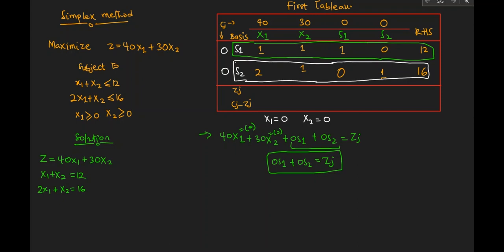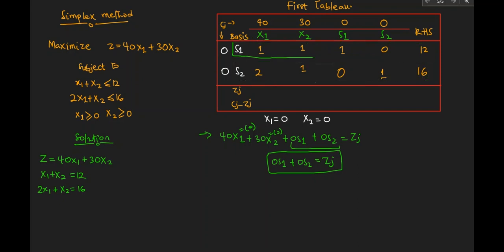Okay, so let's look at what you are going to do. For this formula, you have 0s1 plus 0s2. That should give us Zj, right? For the first Zj value, this will be our s1, then this will be our s2, right? So you substitute it into this, and you're going to get 0 multiplying 1 plus 0 multiplying 2, which will give us 0, right? So our first Zj value will be 0.